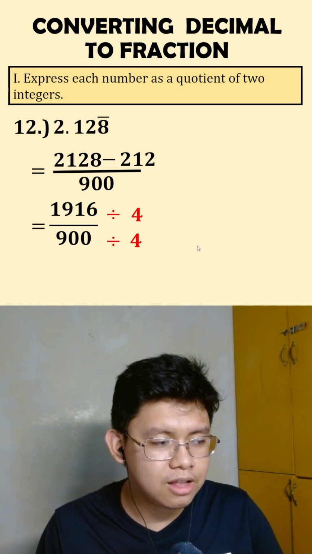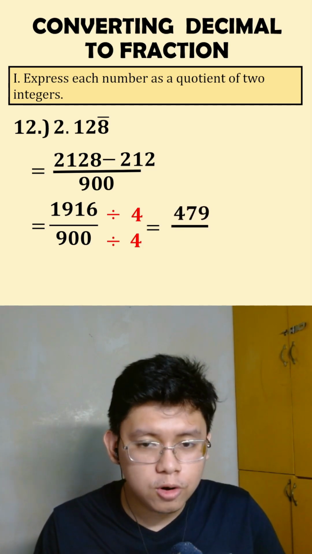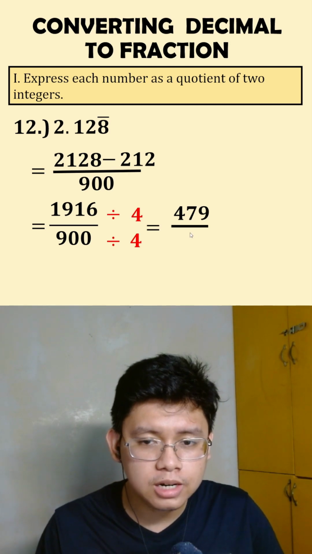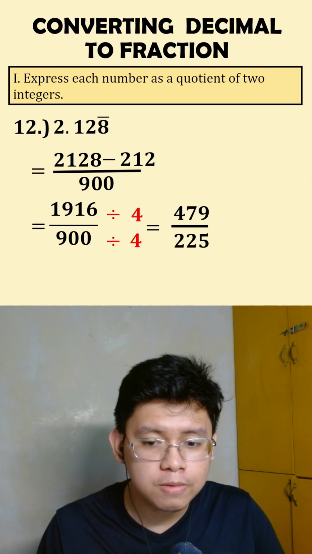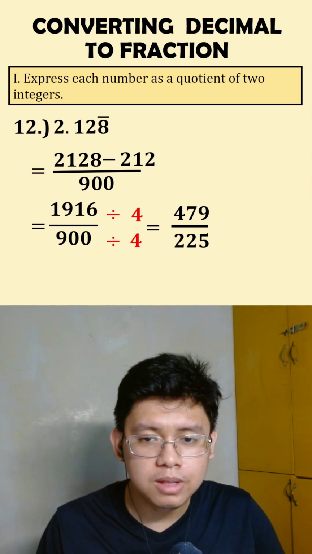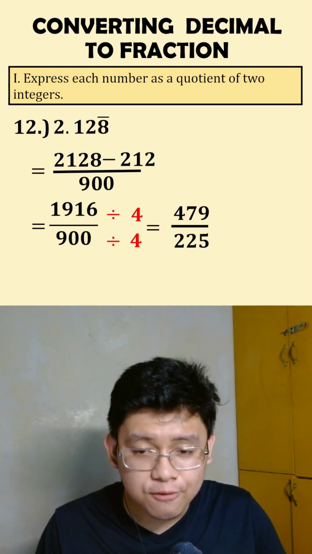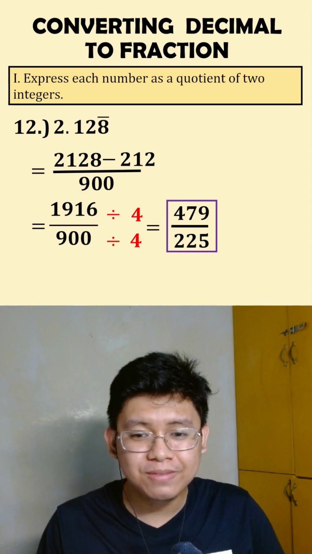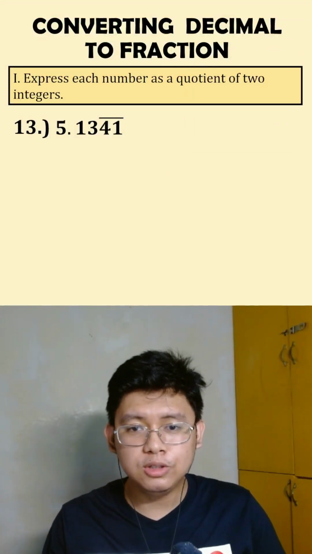Let's divide our numerator and denominator by 4. So, 1,916 divided by 4 is 479. And then, 900 divided by 4 is 225. So, our fraction form for this decimal will be 479 over 225. And that's it. That will be our fraction form. Ta-da!